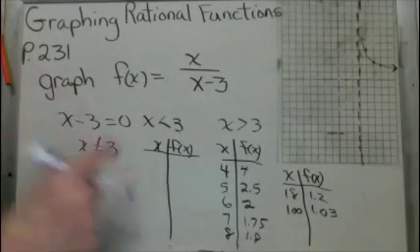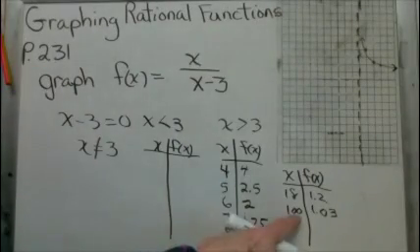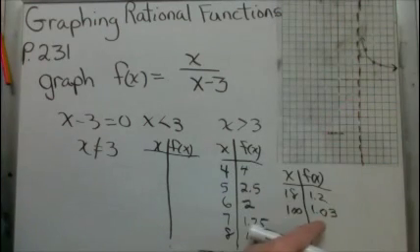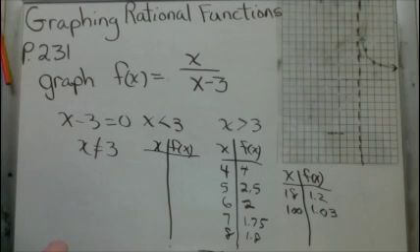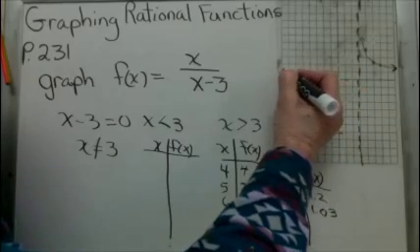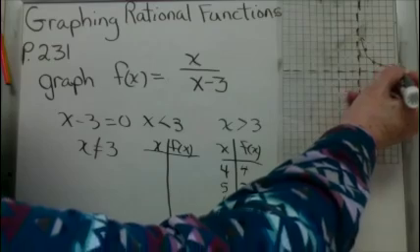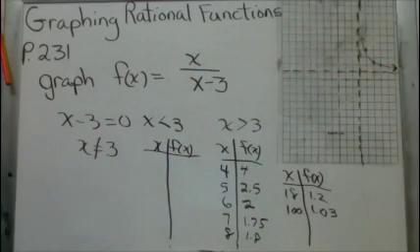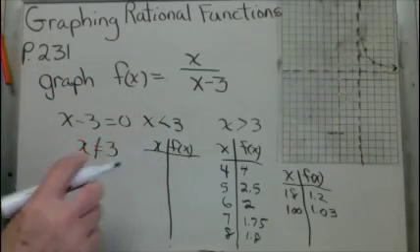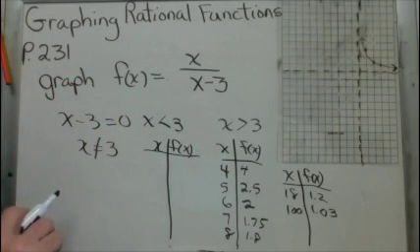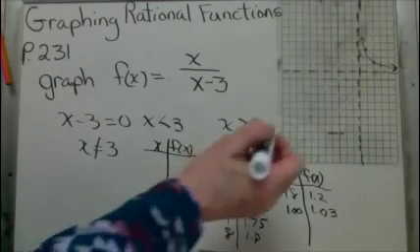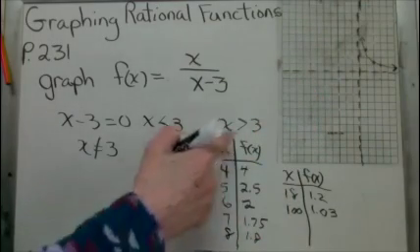And then, if I went all the way over to 100, I still get only 1.03. So I notice that this graph has a second asymptote. It looks like it's approaching the line 1. So I put another asymptote there at y equals 1.